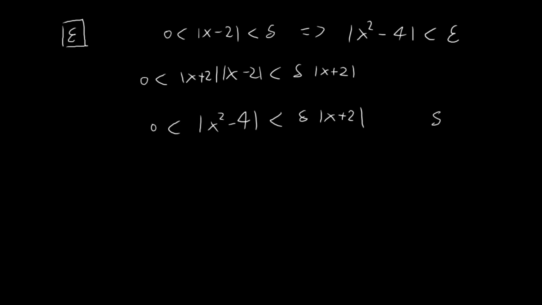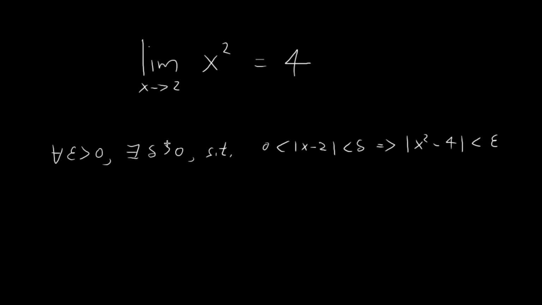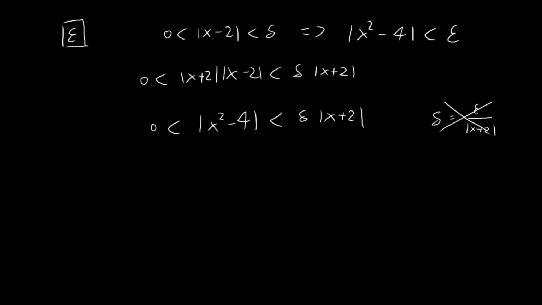First of all, it seems like we can choose delta to be equal to epsilon divided by x plus 2. But this is actually not a valid choice, because delta has to be a constant. It can't depend on a point that you're considering within the interval. So this choice is wrong because there's an x in the denominator. The question remains: how should we choose delta so that we can construct the epsilon-delta definition?